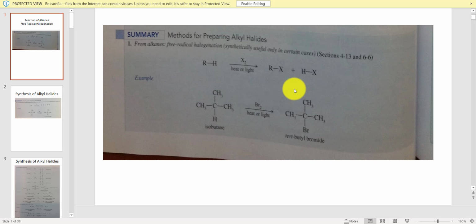So when I look up in the summary from Wade that I've got, we can see that under reactions of alkanes, this is a generic carbon here attached to a hydrogen. And so under these conditions, I can have chlorine, bromine, or iodine. And using either heat or light, I'm going to be able to replace a hydrogen with that halogen. So that's essentially the reaction we're looking to do.